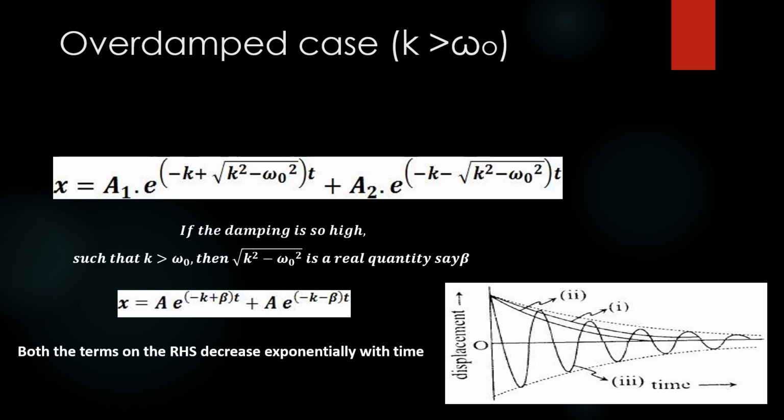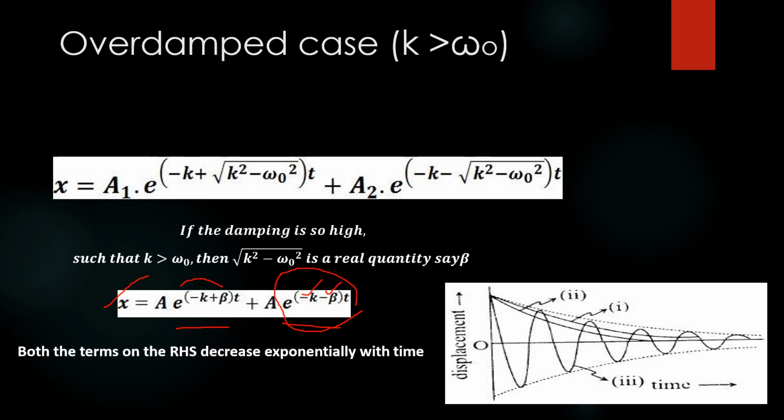So if you analyze this solution after substituting beta, you can see that both the terms on the right hand side are decreasing exponentially. How? The second term, you can see that e raised to minus k minus beta. So it is e raised to a minus term. So the second term is obviously decreasing exponentially with time.